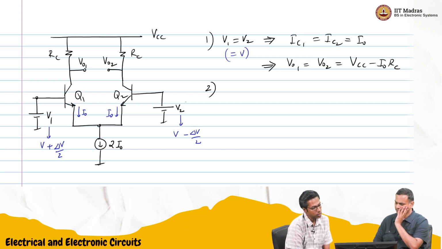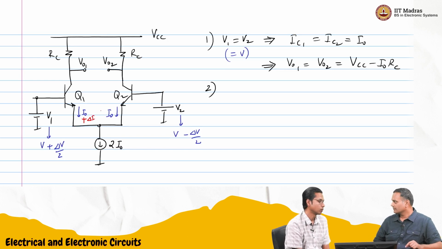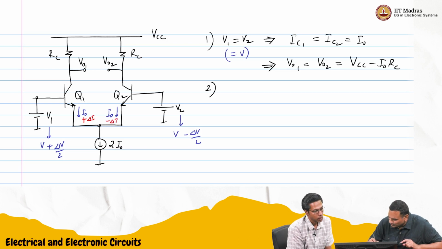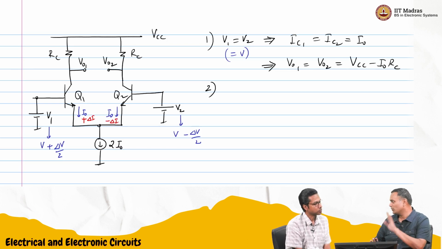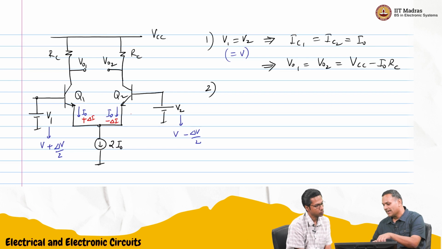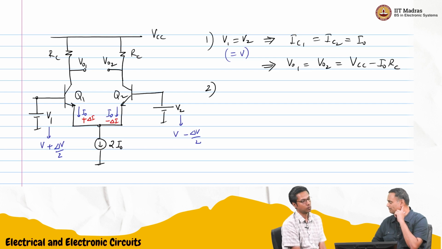Now one branch will increase a bit, and the other branch will decrease a bit. I will get some delta I, and the other branch has to decrease because the sum of the two has to be 2I0. The side on which I add delta V by 2 will increase, and the side on which I reduced the voltage by delta V by 2 will have minus delta I.